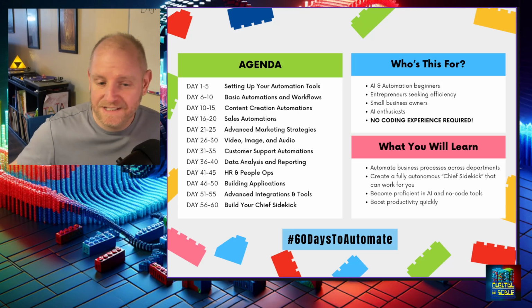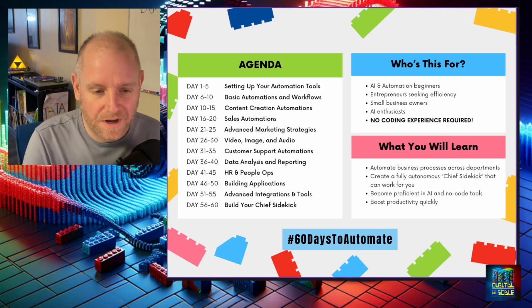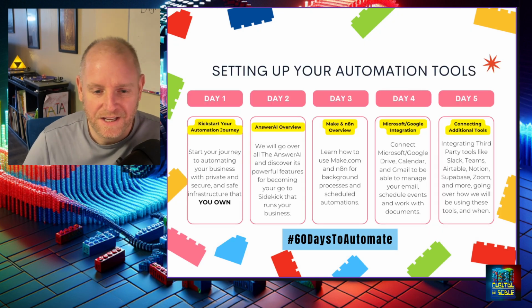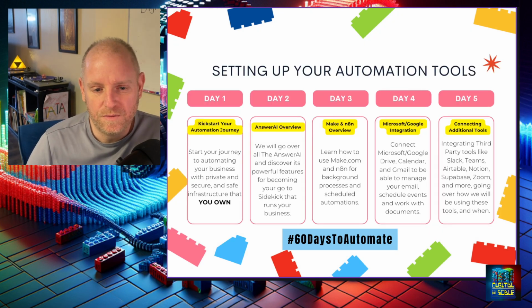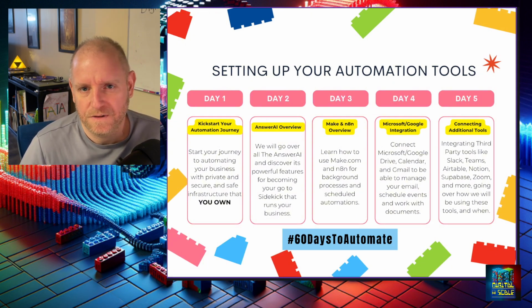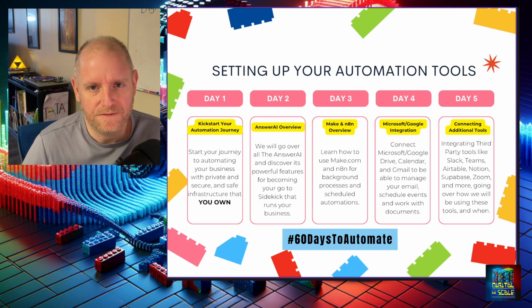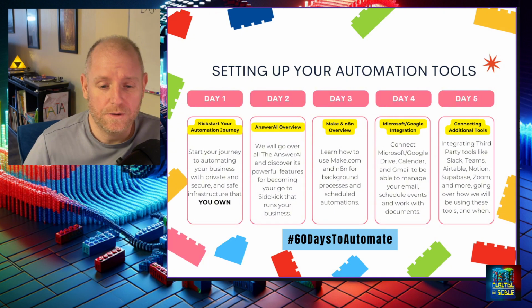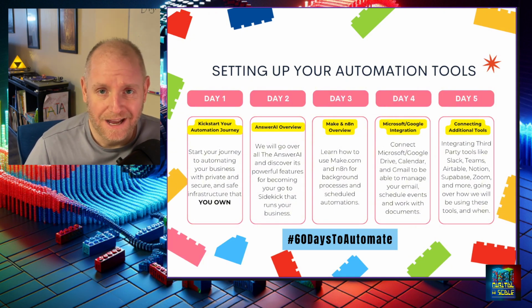So today is day number 4 of the 60 Days to Automate Challenge, where every single day we're going to be going over something new to help with building a full automation. This includes tons of different tools that we'll be going over, lots of different AI tools, lots of different automation tools, and productivity tools. And today we're going to be setting up the backbone of any business, of anything that you want to do productivity wise.